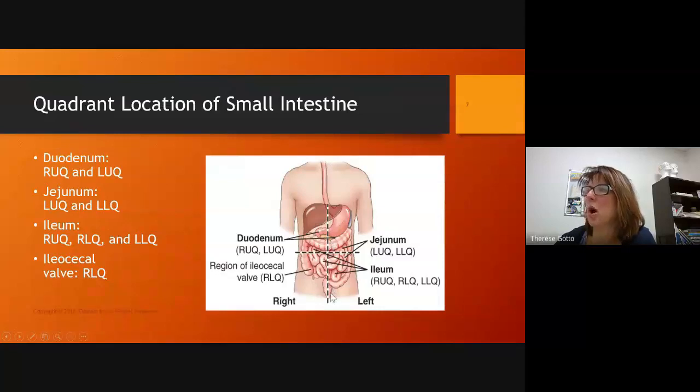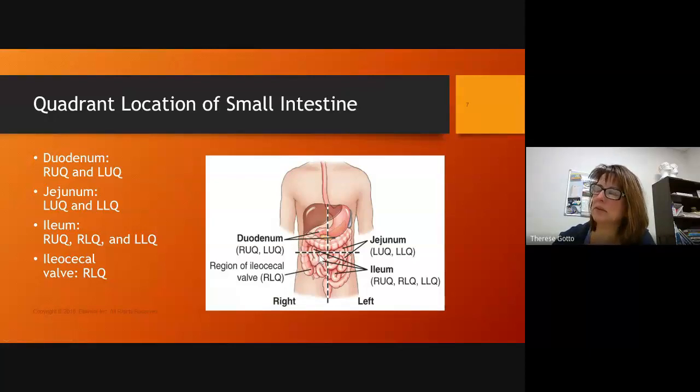Okay, so here's your quadrant sections. We all know where everything is in our quadrants, right? So our duodenum is going to be in the upper quadrants. Some people, it's going to be entirely in the right. Some people, it'll share right and left, okay? The jejunum is going to be on your left side mainly, okay? Your ileum can be in all 3 of these sections, mainly in the lower, okay? But all 3 here.